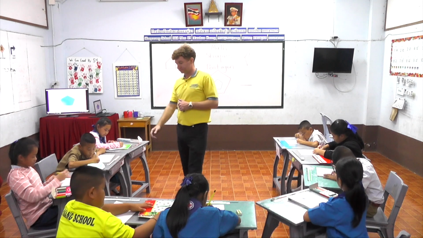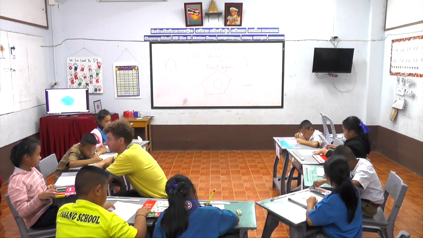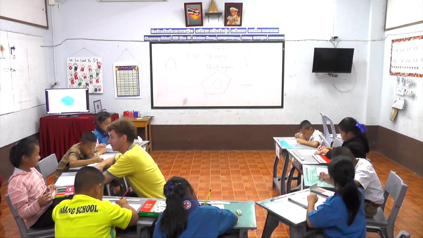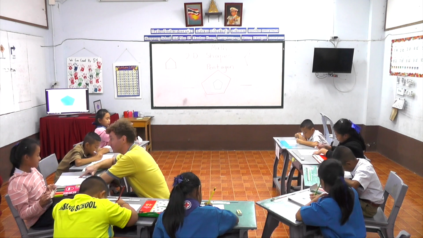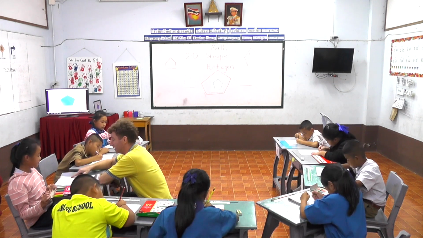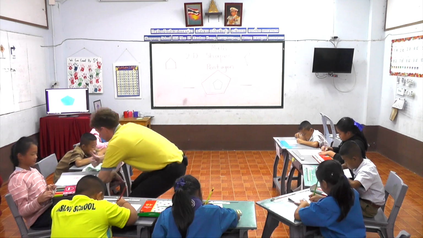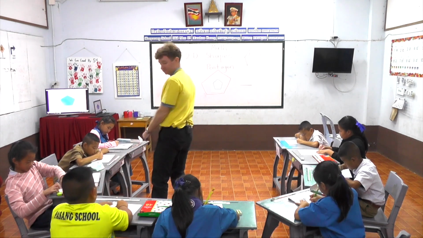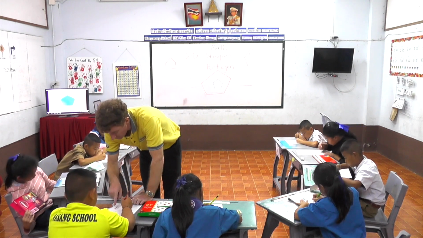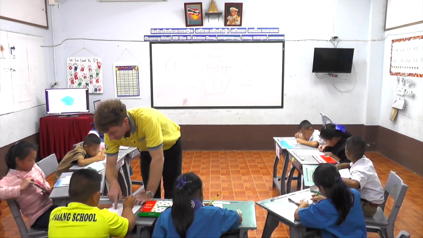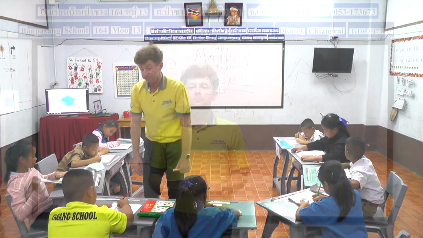Excellent, Tom. Purple. Purple pentagon. Pink. Pink pentagon. Yellow. Yellow pentagon. Excellent. Perfect. How many sides? 1, 2, 3, 4, 5. So that's a pentagon. Yes.